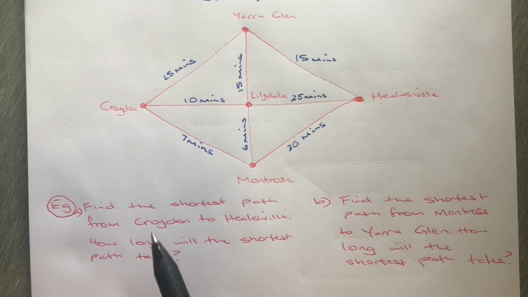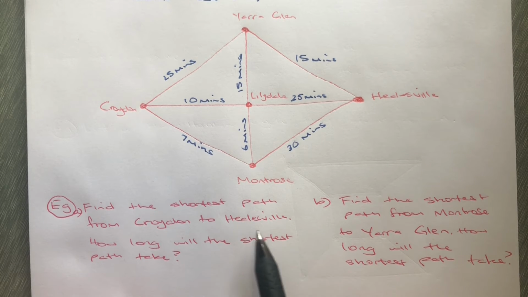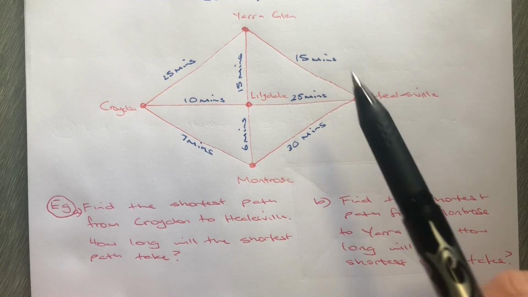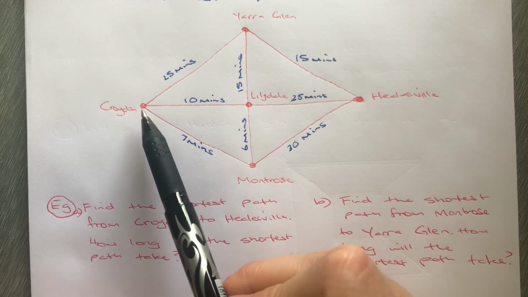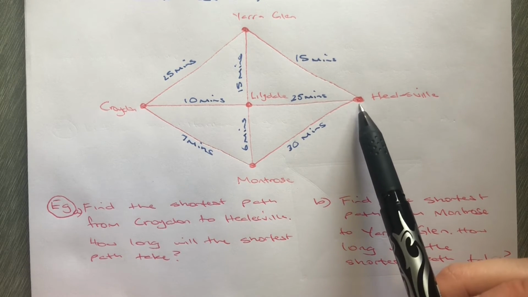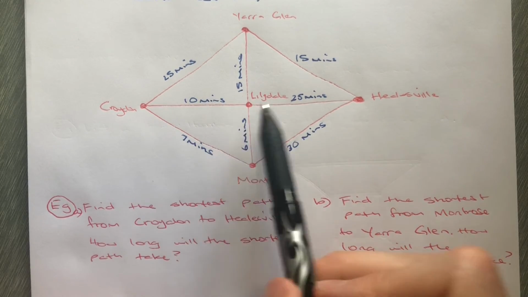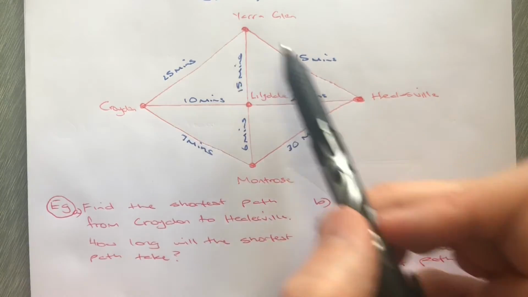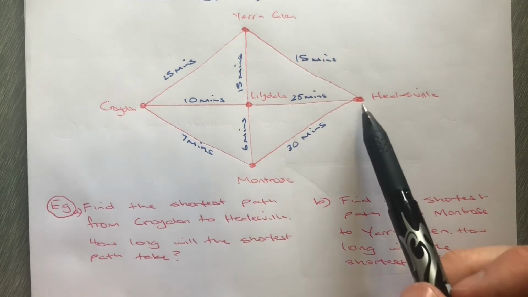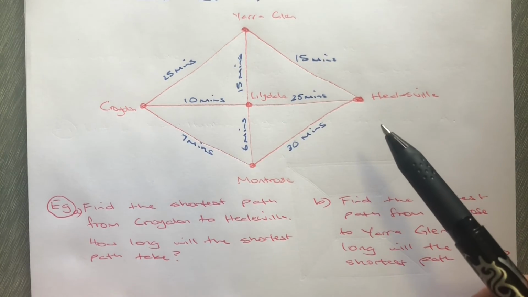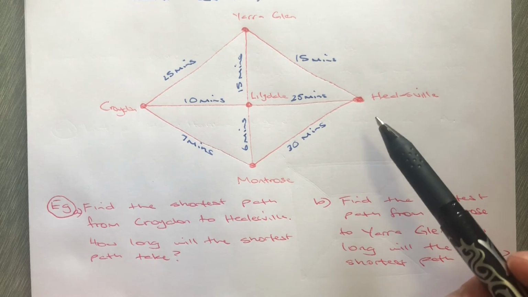All right, so it says, find the shortest path from Croydon to Healesville. How long will the shortest path take? Now, we want to get from Croydon to Healesville, yeah? So there's not just one route. Obviously, we can go straight through the middle, so go to Lilydale, then Healesville. We could go to Yarra Glen, then Healesville. We could go to Montrose, then Healesville. So we've got a few different options. We just want to find the one that is the shortest.